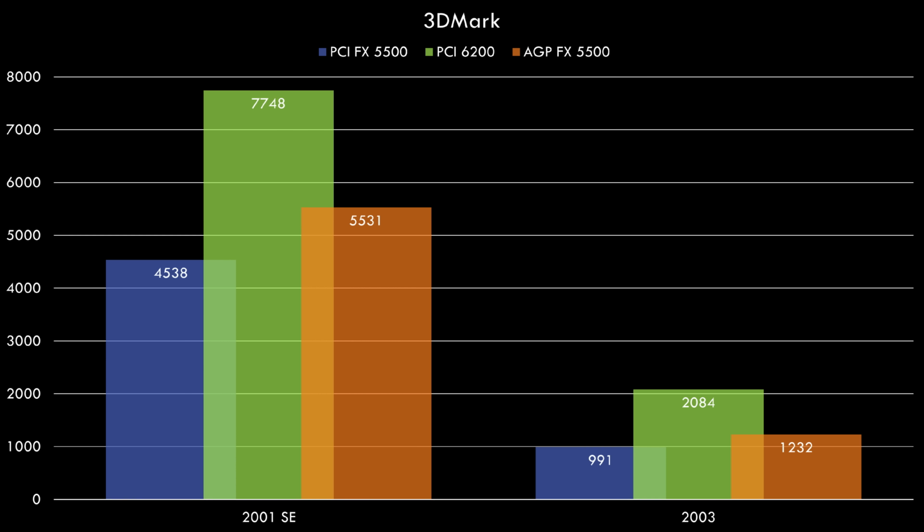And here we have the benchmarks. The blue bar is for the PCI FX 5500, the green one is the PCI 6200, and the orange one is the FX 5500, but with the AGP interface.